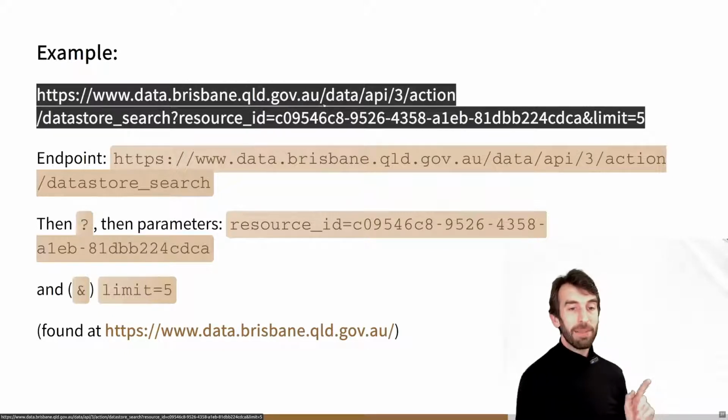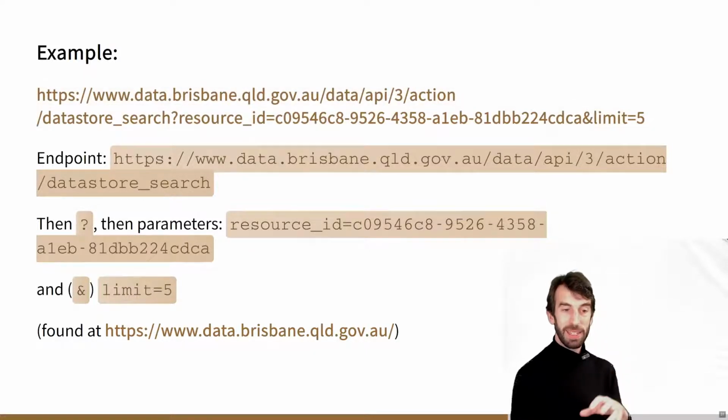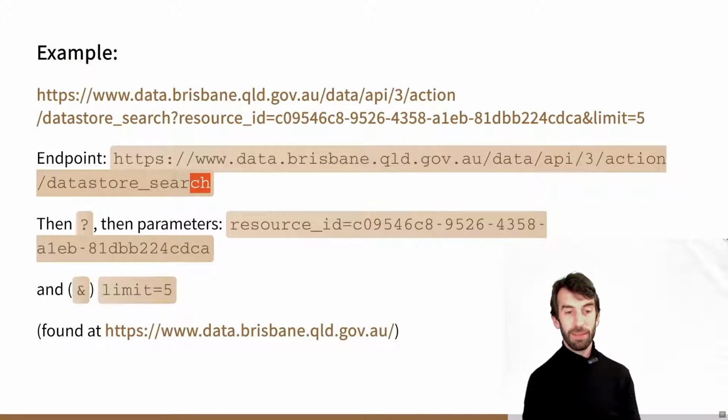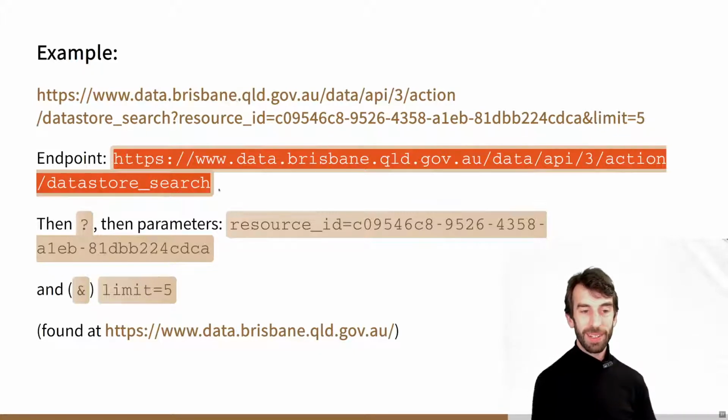Then we've got some other stuff after this slash data slash API. This is sort of suggesting we're getting some API involved. Slash 3 slash action slash datastore_search, resource ID, blah, a bunch of stuff, and limit equals 5. So actually, if we break this down, there's what we could call an endpoint, an address that a web browser or another application can try to make a request of, request a page, request some data. That's the endpoint, this part.